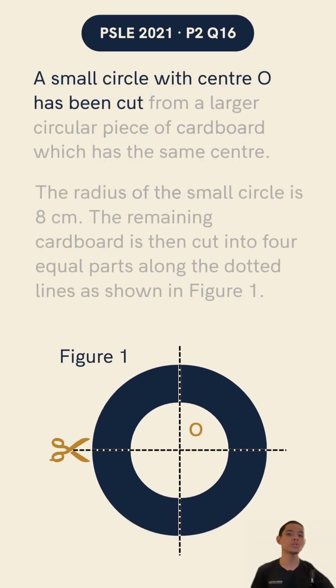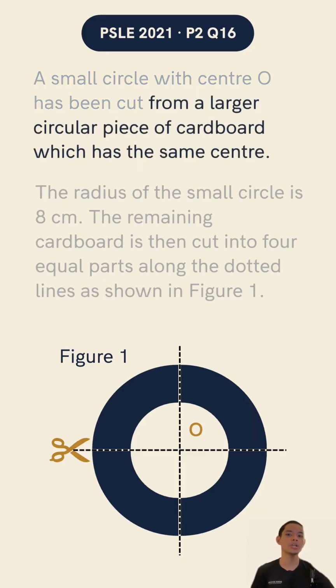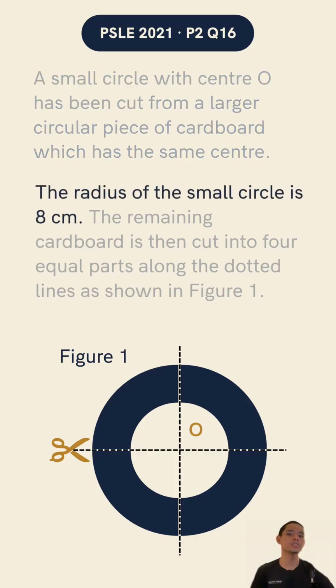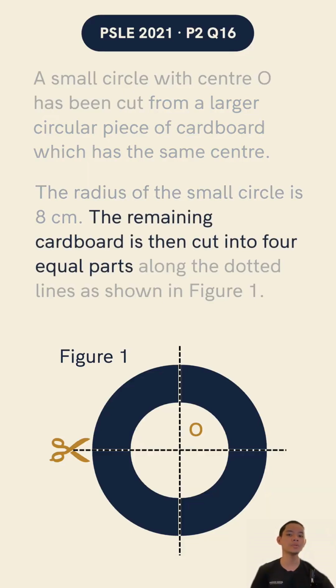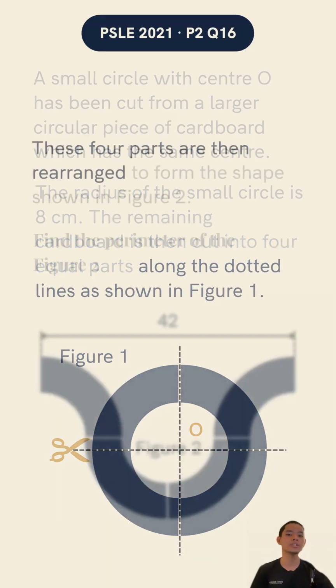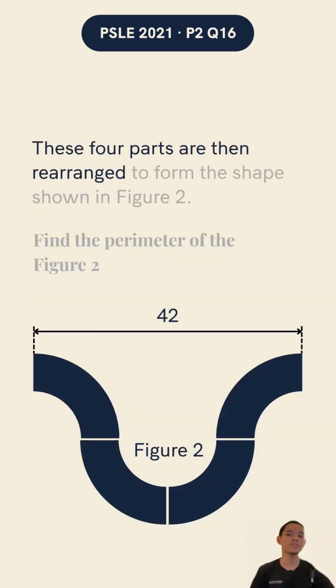So the question goes: a small circle with center O has been cut from a large circular piece of cardboard which has the same center. The radius of the small circle is 8 centimeters. The remaining cardboard is then cut into 4 equal parts along the dotted line as shown in figure 1. These 4 parts are then rearranged to form the shape shown in figure 2. Find the perimeter of figure 2.